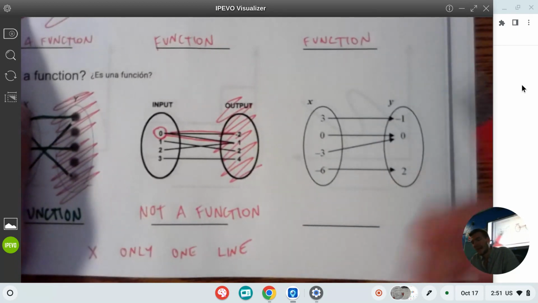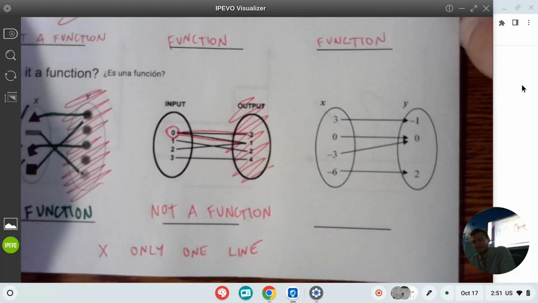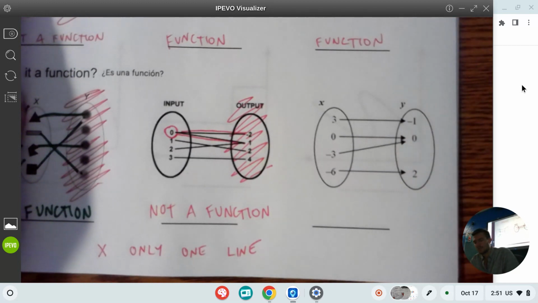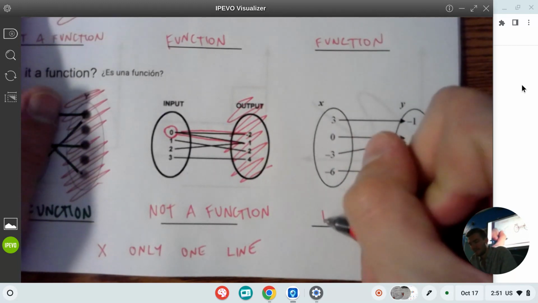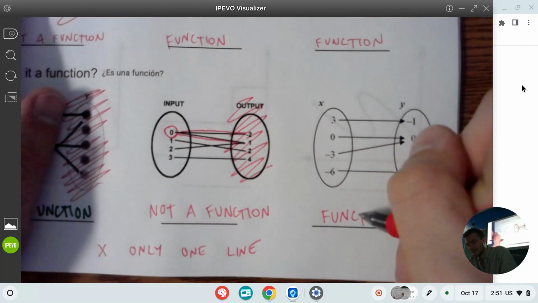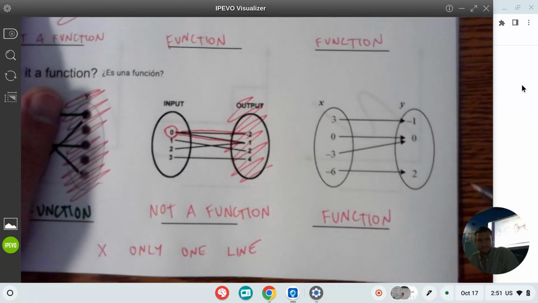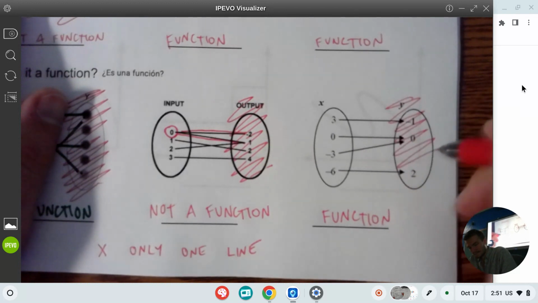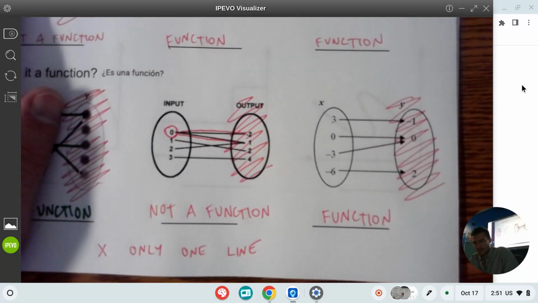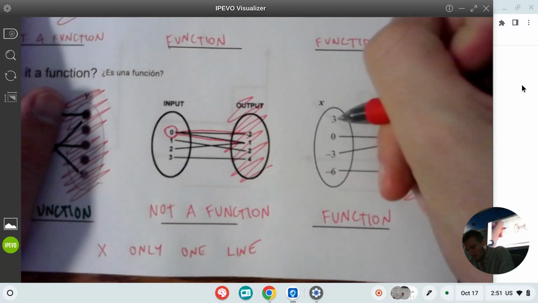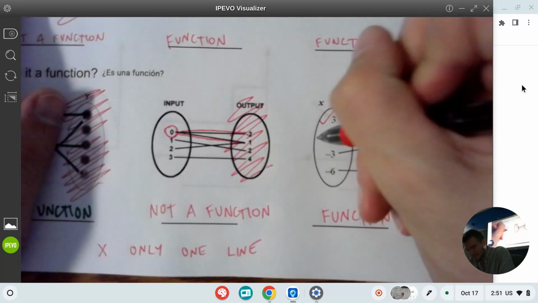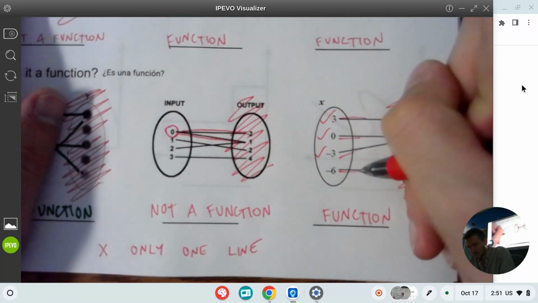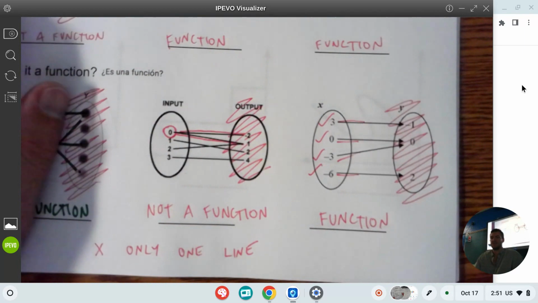Over on the last one, I did have some people in second period miss this question. Did you say function or not a function? It is a function. I agree with you. This is a function. The y's don't matter. Over here, we have 1 check, 1 check, 1 check, 1 check. We're good. It's a function.